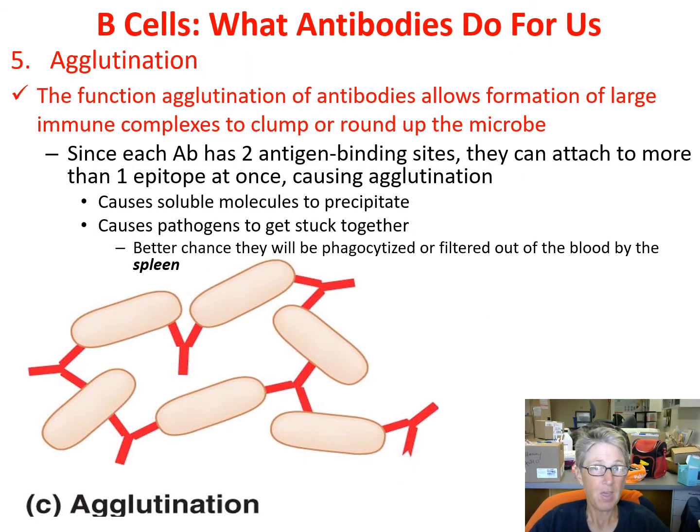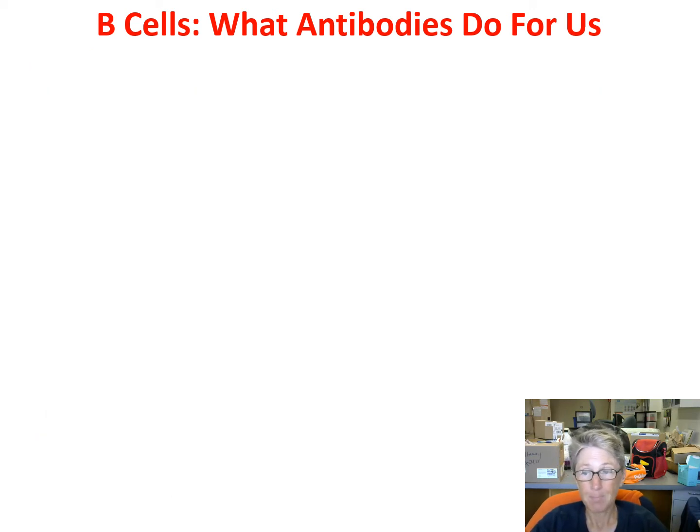The fifth thing that antibodies do for us is agglutination. So here's a bunch of antibodies agglutinating all these bacterial cells. And if you do this agglutination or clumping, then there's a better chance that this clump of bacteria and antibodies will be phagocytized, or they can get filtered out by the spleen. But either way, bye-bye antibody.